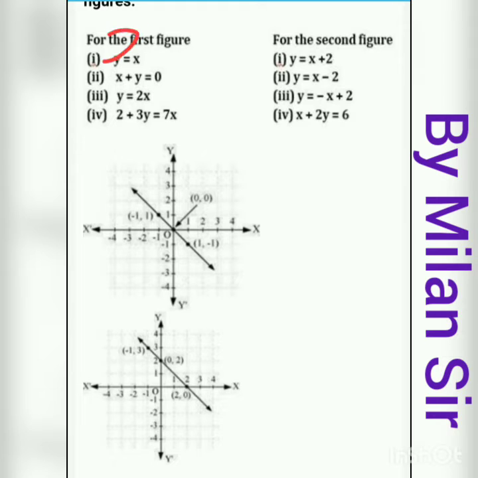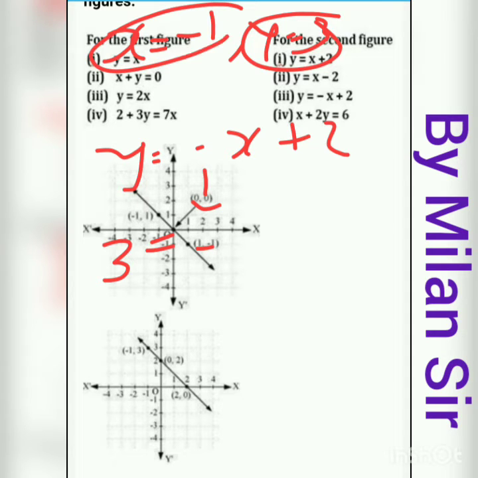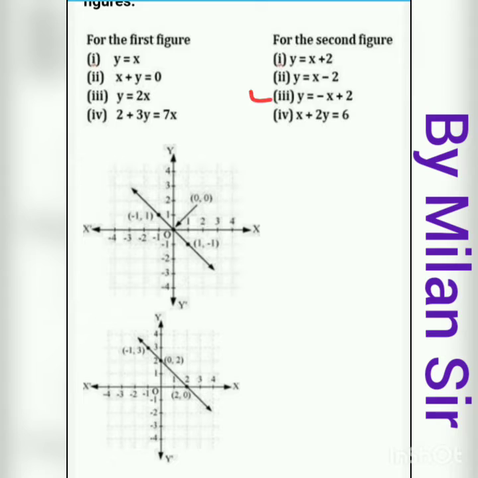Again I repeat this thing, here we are checking x is equal to -1 and y is equal to 3, right? Option third is y is equal to -x plus 2. Now y is equal to 3, so put the value of y here. Okay, this negative sign as per the formula. Now the value of x is -1, okay, plus 2. So here we have 3 minus minus plus 1 plus 2. Okay, so 3 is equal to 3. So this is our correct option. Okay, so option number 3 is correct.